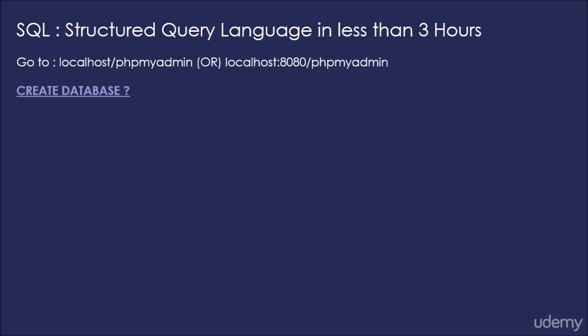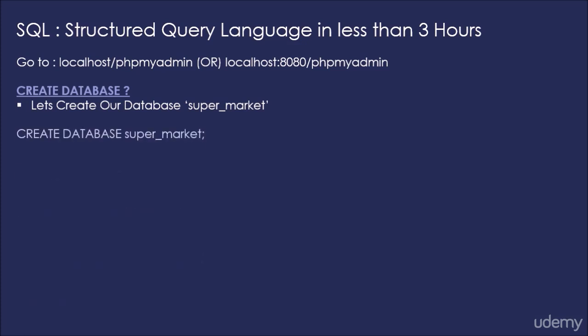Now we know that the name of the database which we want to create is super_market, and the SQL for that is CREATE DATABASE super_market; What this SQL basically tells MySQL is to create a new database and name it super_market. Now let's see how that is done through the MySQL interface.